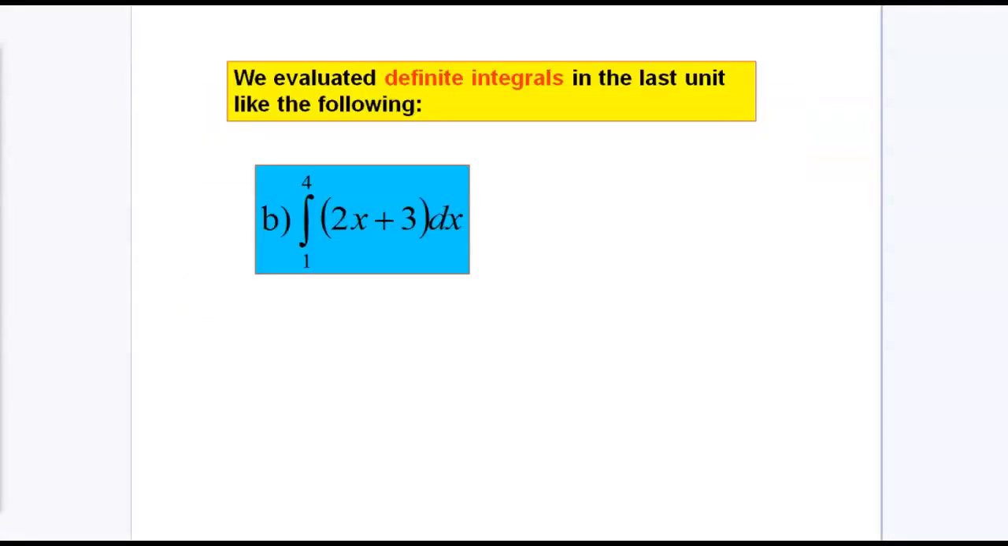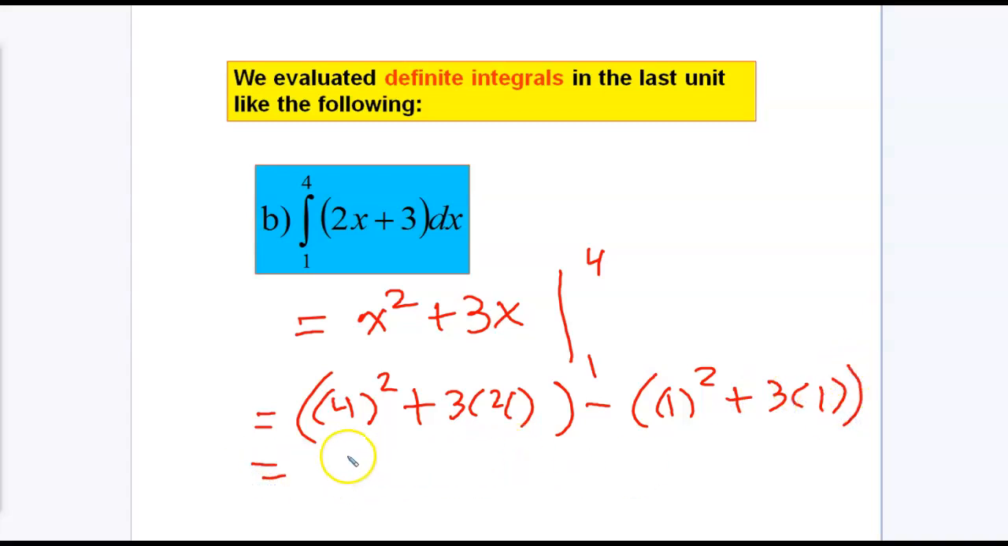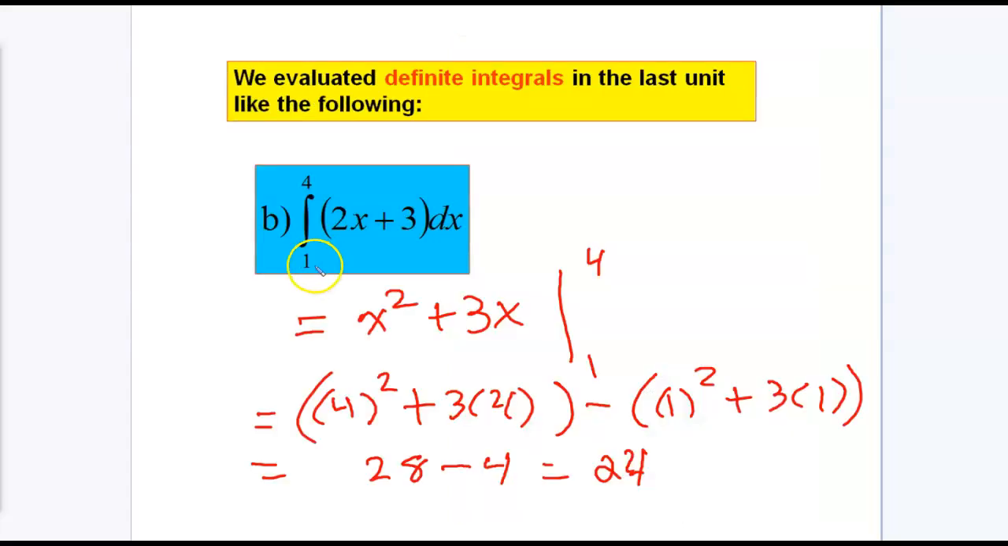In Chapter 5, we evaluated definite integrals that look like the following. If you remember, all we did was integrate each part of the integrand, and then evaluate it by plugging in the upper limit for x, and then subtract the lower limit for x, and this was my answer. So 16 plus 12 works out to be 28, subtract 4, so my definite integral was 24.